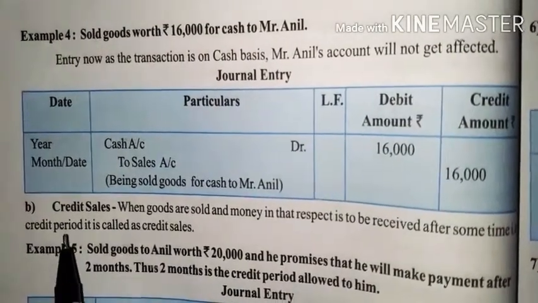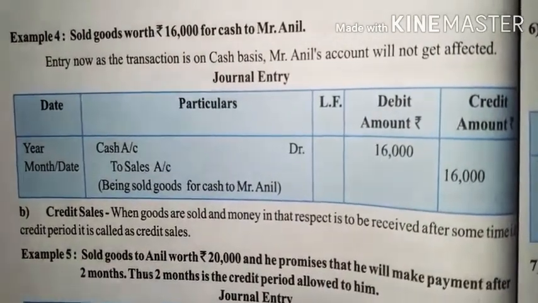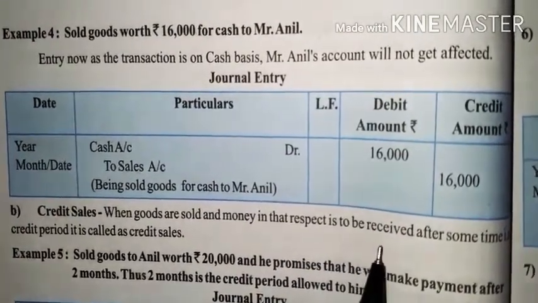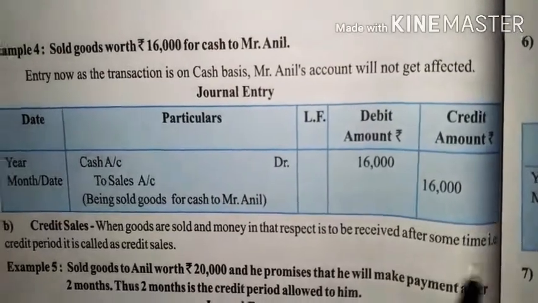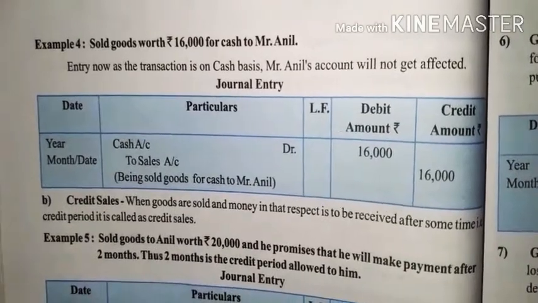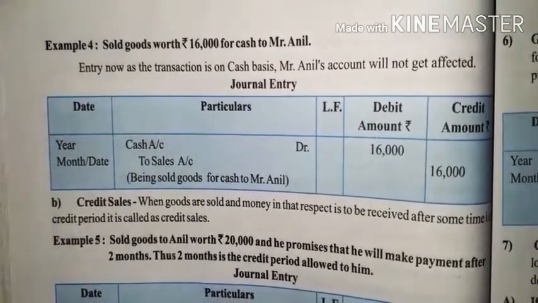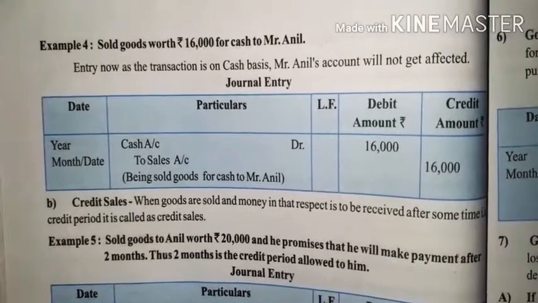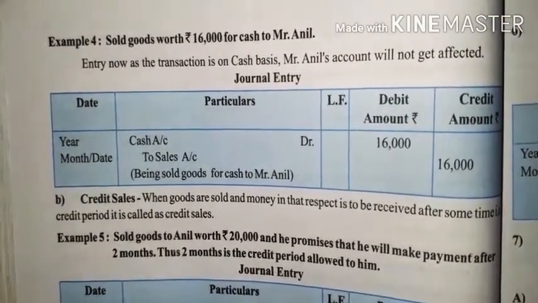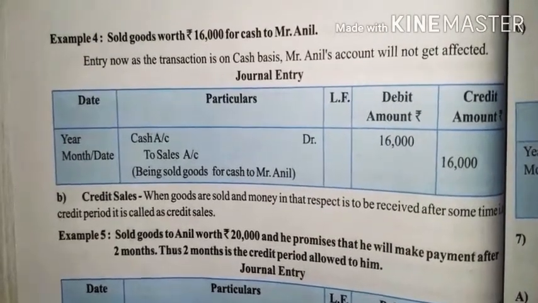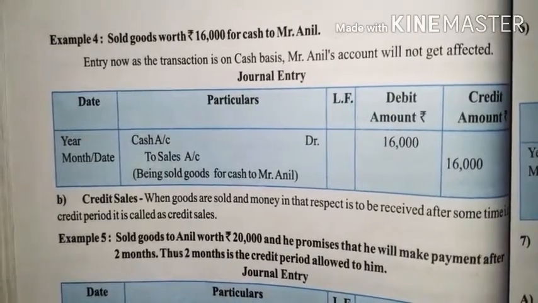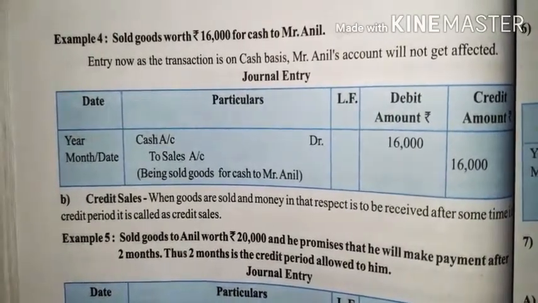Let's take the second, credit sales. When goods are sold and money in that respect is to be received after some time, that is the credit period, it is called credit sales. It is the same definition as of credit purchases. Now here you have made sales, but the buyer is going to make payment after some time, that is after the completion of the credit period, it is called credit sales. This is the definition of credit sales.